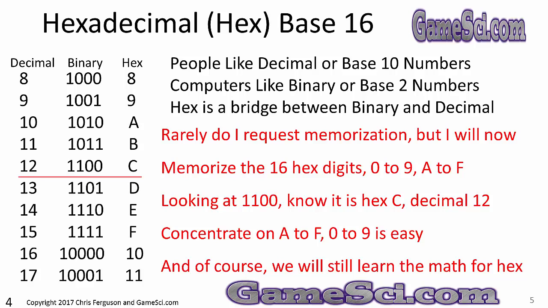Now, rarely do I request memorization, but I will now. Memorize the 16 hex digits. The 0 through 9 is easy. The A through F you need to concentrate. Look at 1100, known as hex C or decimal 12. Concentrate on A through F. If you know A through F, 0 through 9 is easy. And of course, we will still learn the math for doing hexadecimal conversions. But do absolutely memorize the first 16 hex digits, 0 through 9 and A through F. Understand their binary equivalents and know their decimal equivalents.